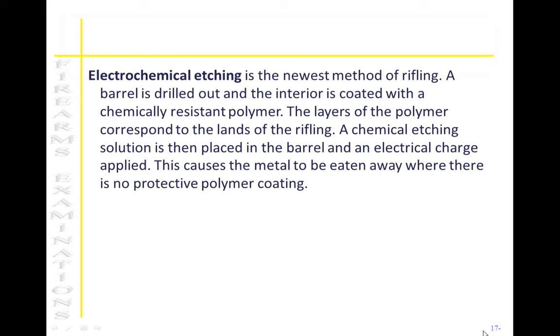The final method is electrochemical etching, and this is the newest method that has been developed for rifling. Once that barrel has been drilled out, the interior is coated with a chemically resistant polymer. The layers of the polymer are going to correspond to the lands of the rifling. A chemical etching solution is then added into the barrel and electric charge is applied. This causes the metal to be eaten away where there is no protective polymer coating.